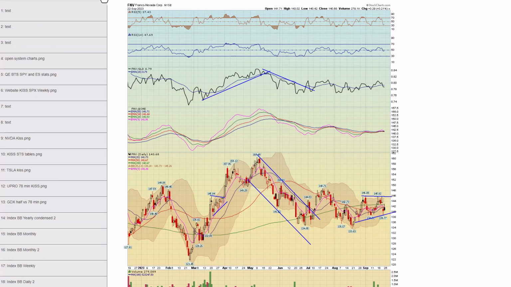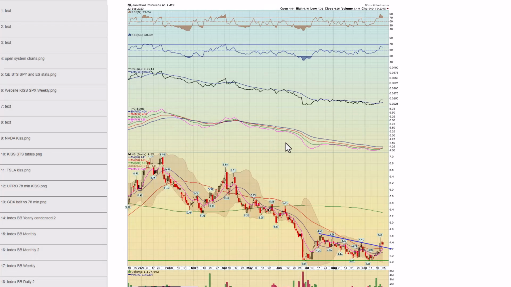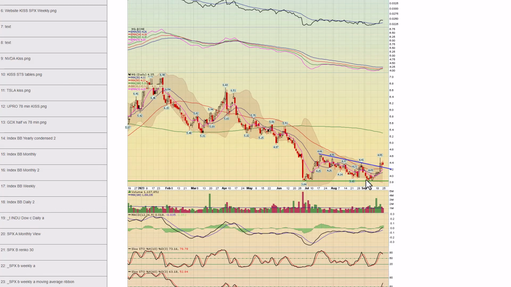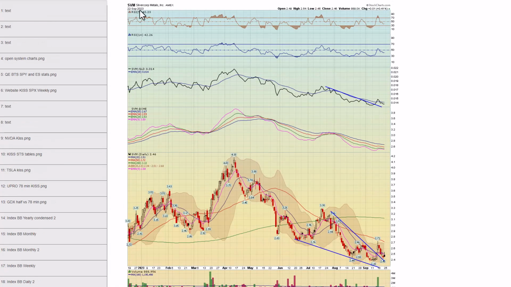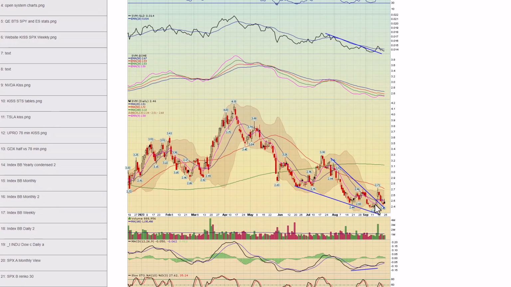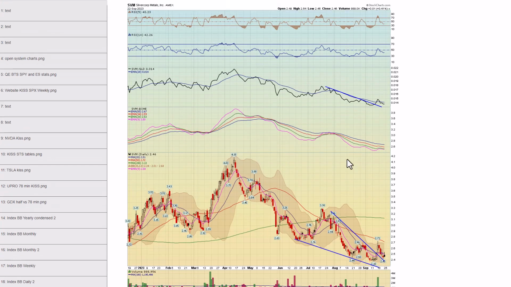Chart 106, NG, Nova Gold had a double bottom rally. And finally, Chart 107, SVM, a silver-type stock, broke out of a wedge. It's still hanging here, but if you're long this, you need to have a stop in place. Still looks okay otherwise.